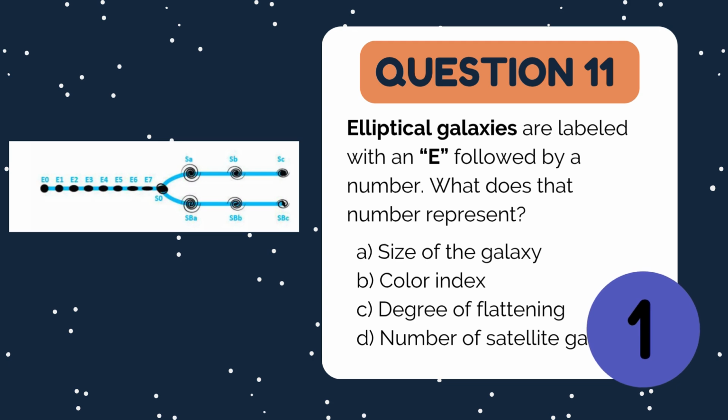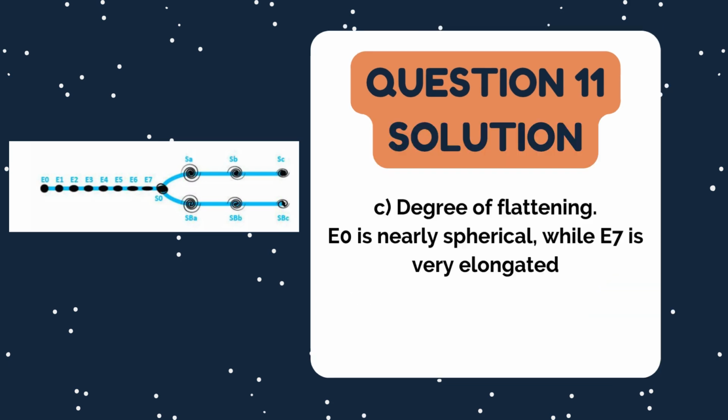The correct answer is C. Degree of flattening. The more stretched it is, the higher the number. Let's decode the label. E0 is nearly spherical, while E7 is very elongated.